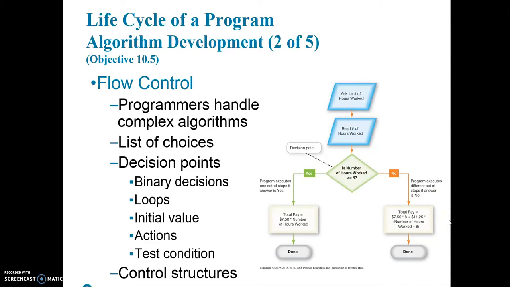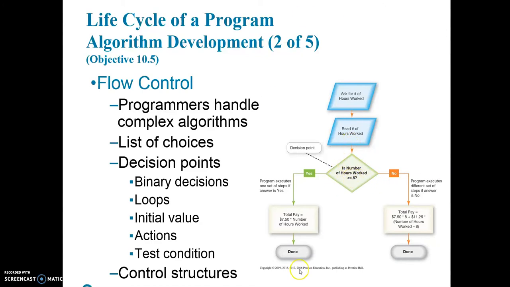Loops are when a question is asked. So if the answer is yes, then actions are performed. So in this diagram here, we're asking our user to input the number of hours worked. Our program then reads the number of hours that are worked, and then we continue on here.